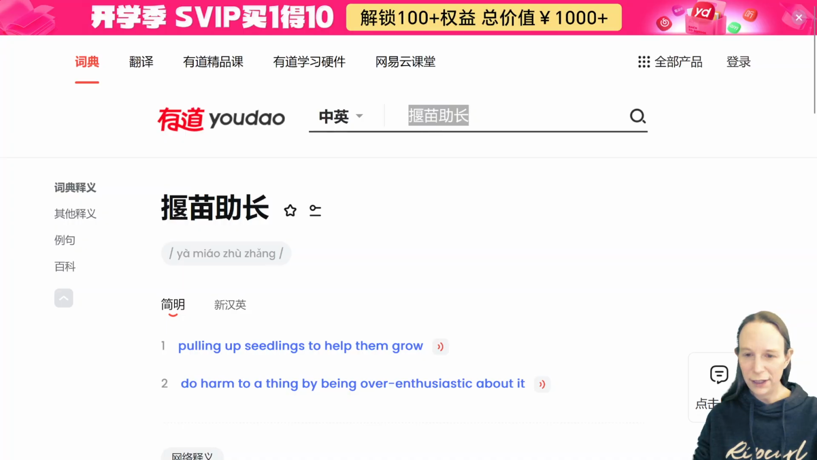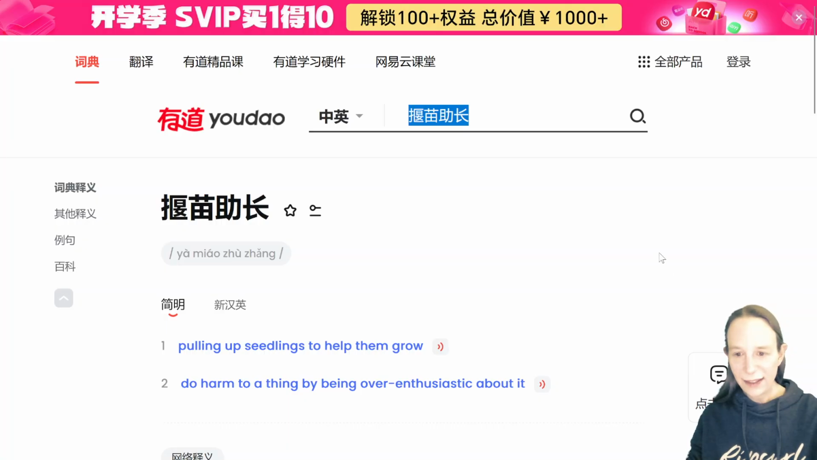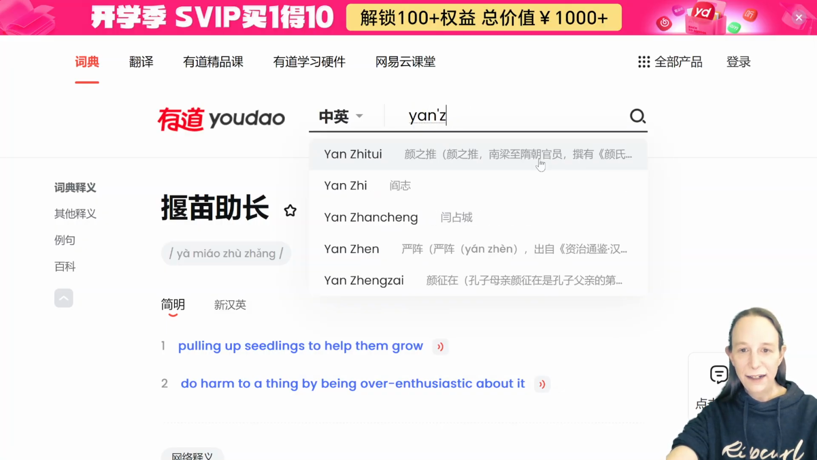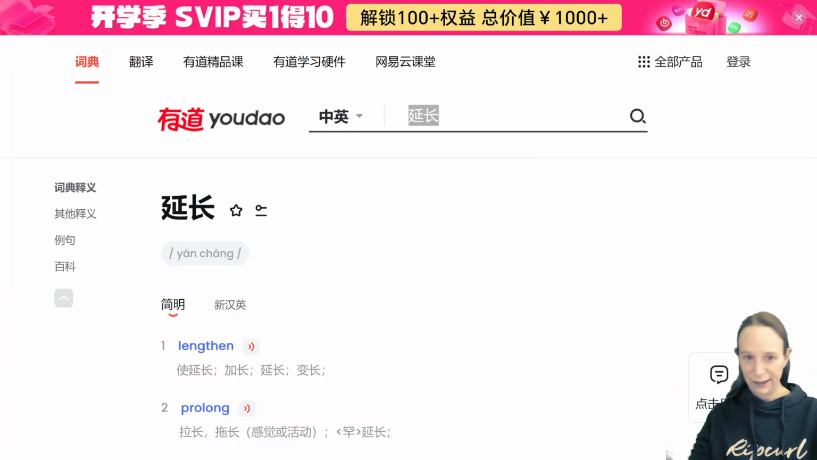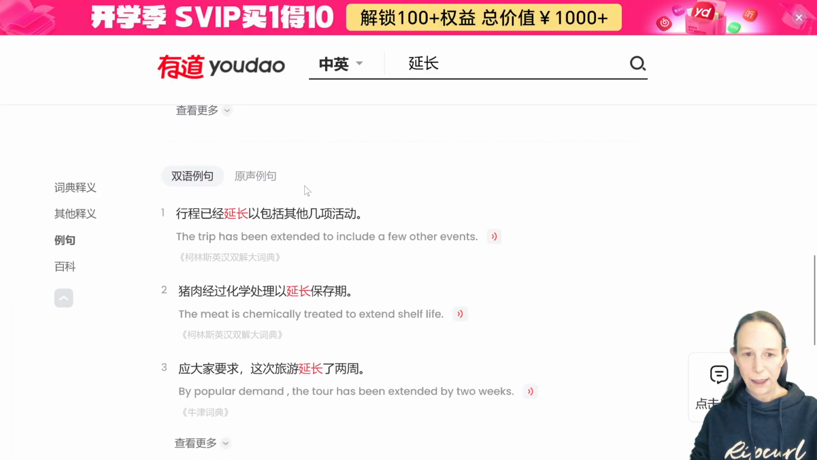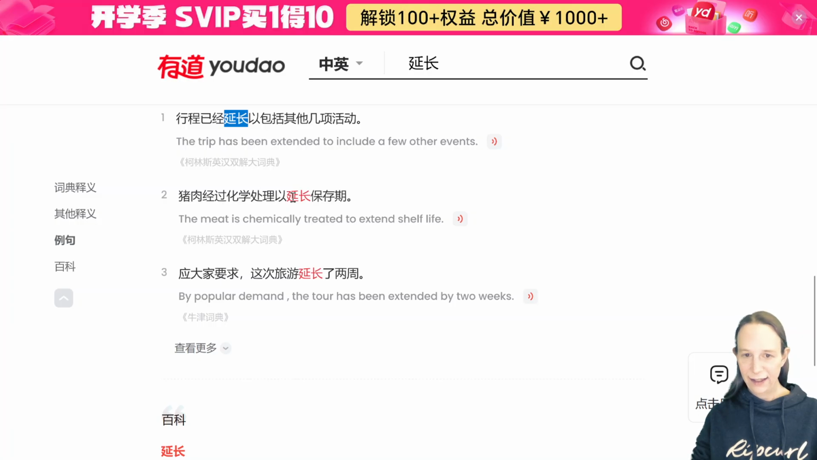Maybe we'll just take a quick look at some of the words with yan. One second, I'll just open up the dictionary. Right, word, yan chang. Yeah, so this yan is yan chang. So this is to lengthen. Is it with respect to time or distance? So the trip has been lengthened. So that's with respect to time, right? So extended shelf life, 保存期. That's with respect to time. 延长了2周, that's with respect to time.